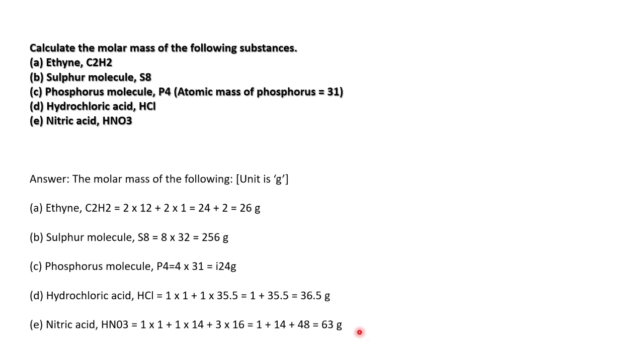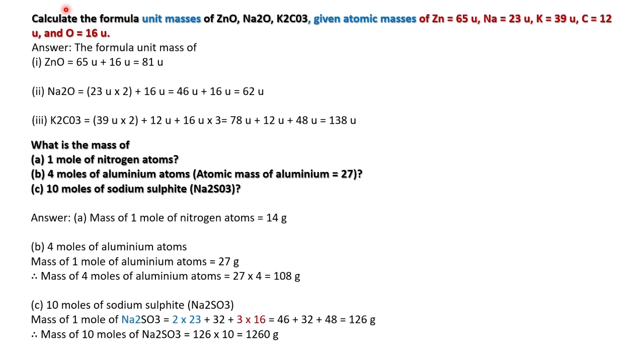Next, calculate the formula unit masses of ZnO, Na2O, K2CO3, given the atomic masses. The atomic masses have been given within the brackets. ZnO: Zn 65, O 16, so 81 units. That is the formula unit mass. In this way, Na2O: sodium is 23, 23 into 2 plus 16, so together we get 62 units.